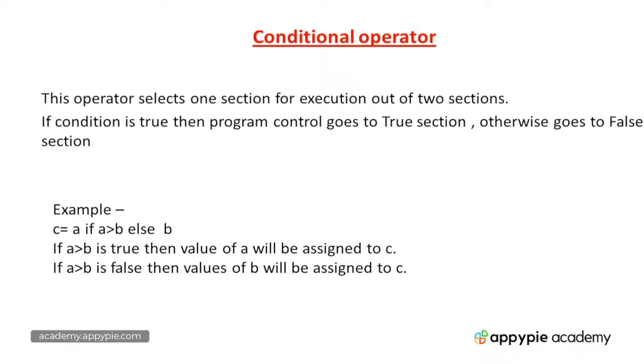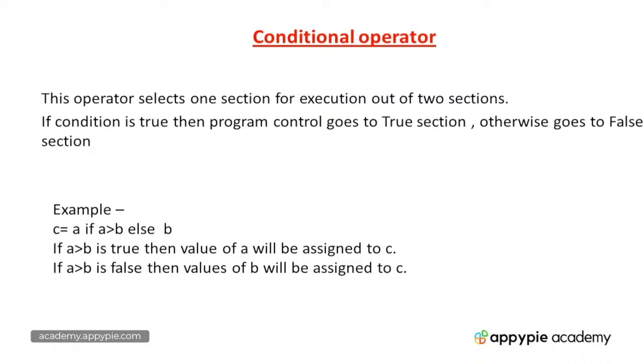See, here I have written C is equal to A if A greater than B, else B. Now what does it mean? It means first the condition will be checked. If A greater than B, if this condition is true, the first operand that you have written, that is A, will be assigned to the variable C. If this condition is false, that is A is not greater than B, then whatever you have written after else, in this case B, that will be assigned to C.